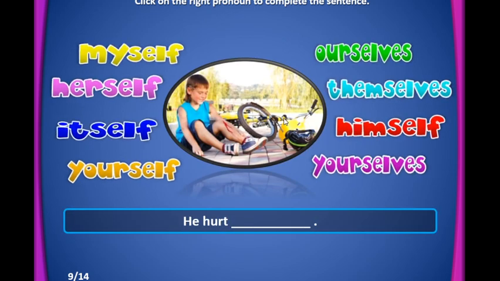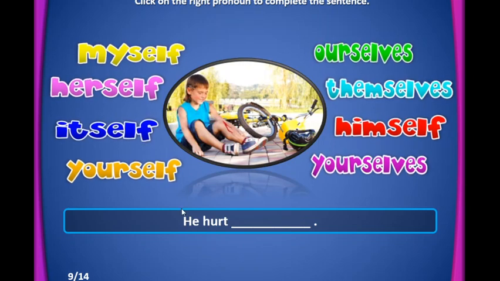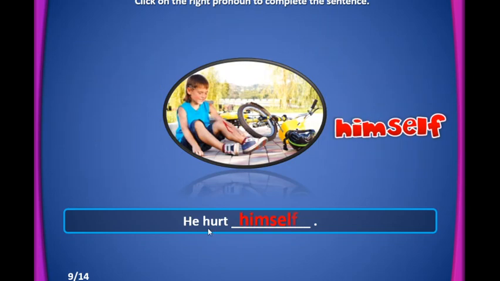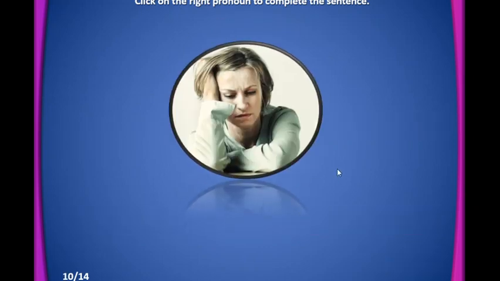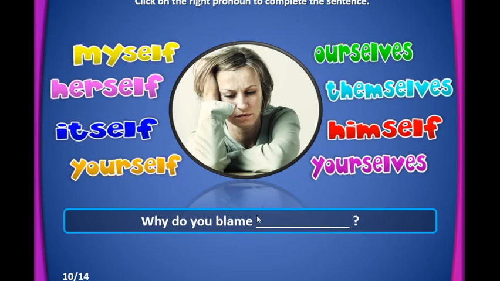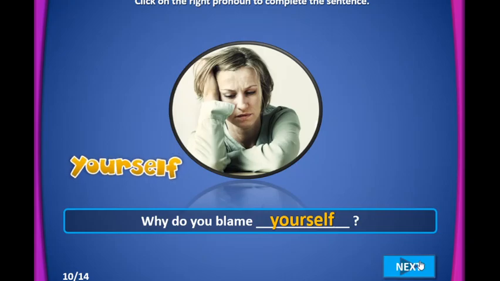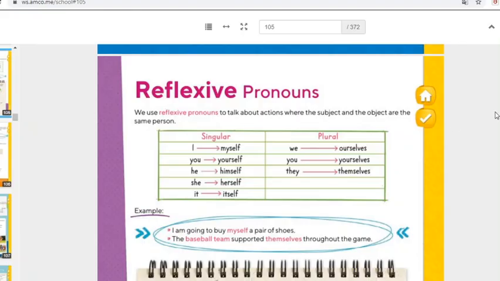Look at the boy. He fell from the bike. He hurt. Yes, with he, I use himself. He hurt himself. Good, guys. You're getting them all correct. Why do you blame yourself? Singular. Why do you blame yourself? There you go, guys. So I think you get the idea of this.